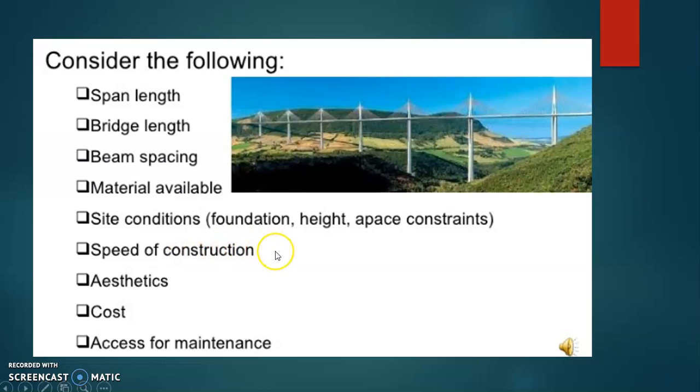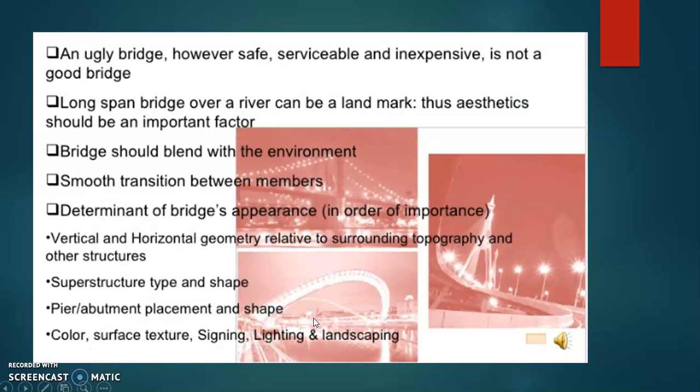Site condition: the foundation, the height, the pace constraint, the speed of construction. We have to set a target: we want to build it in 1 year or 2 years, or maybe 10 or 20 years. So these all contribute to deciding which type of bridge you want to build, and the aesthetic, of course, the cost, and also access for maintenance. An ugly bridge, however safe, serviceable, and inexpensive, is not a good bridge, because usually we build a bridge with aesthetics.